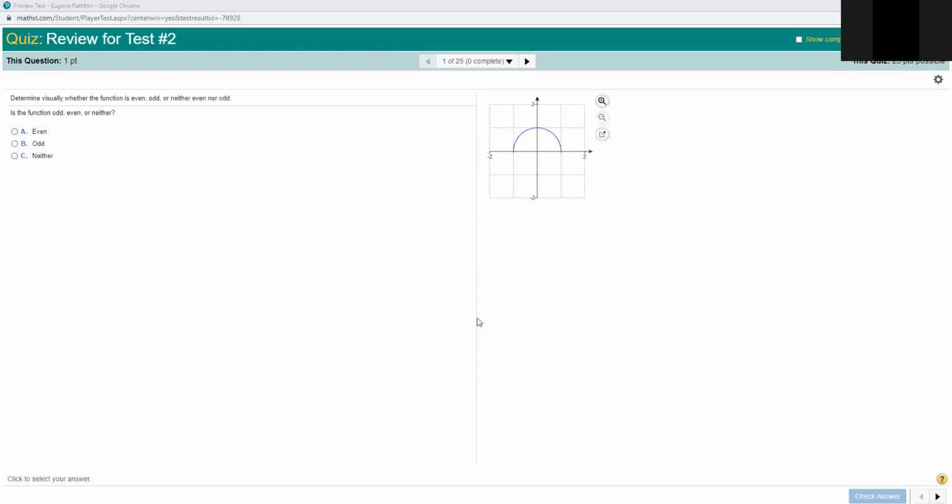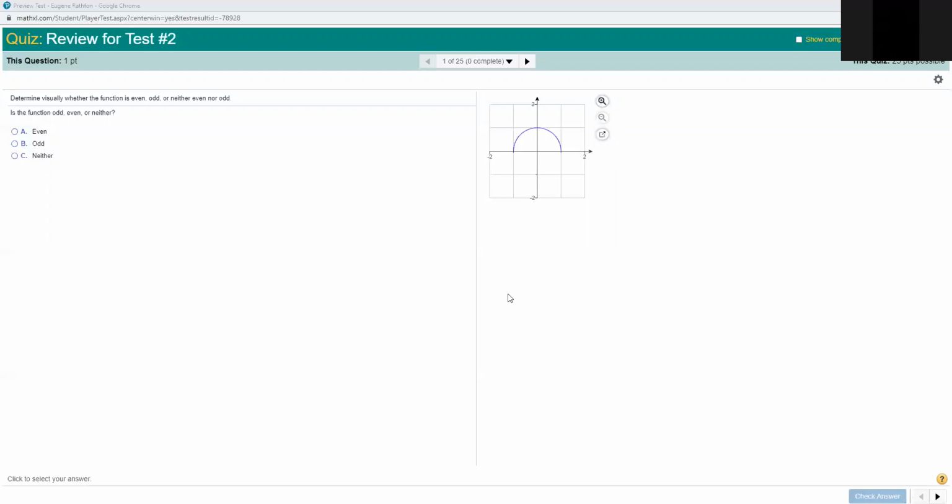All right, so number one here wants to determine visually whether the function is even, odd, or neither. So remember, if it's even, it's going to touch the x-axis an even number of times. If it's odd, it'll touch the x-axis an odd number of times. And then also remember, even functions are symmetric to the y-axis, and odd functions are symmetric to the origin.